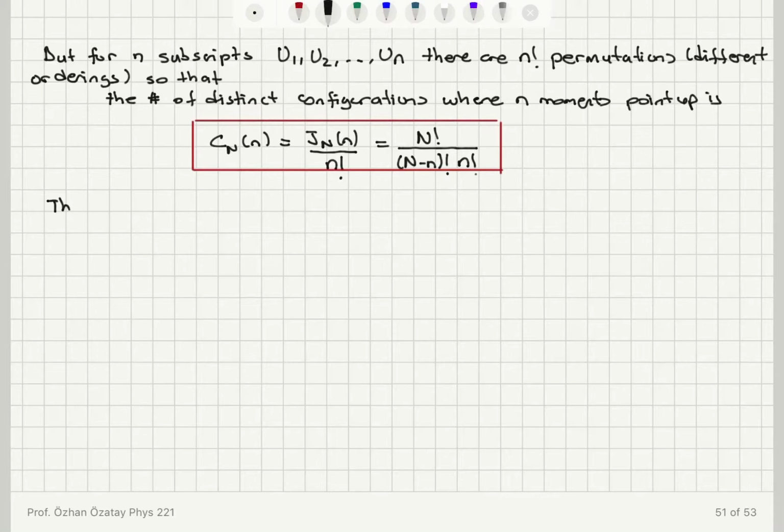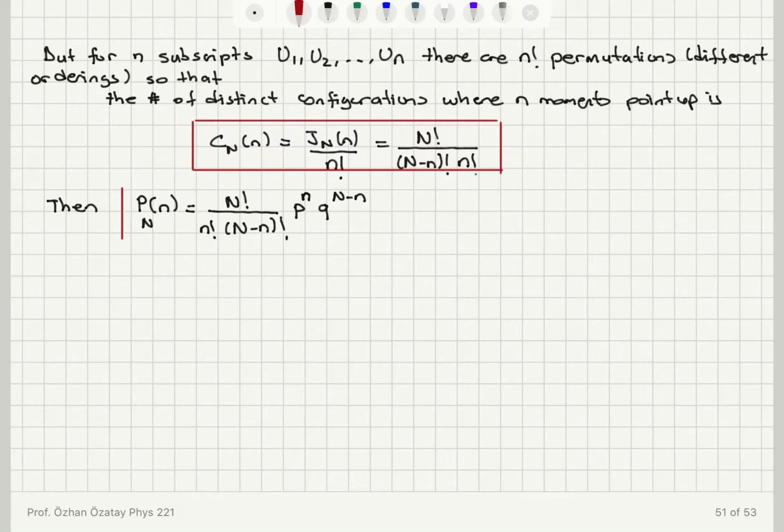Then for the probability of having any n moments pointing up in an ensemble of capital N moments, I have N factorial over (N minus n) factorial, n factorial. That's the number of combinations, distinct configurations where I have n moments pointing up. Then for each such distinct configuration, I have statistically independent moments, so p to the n, q to the N minus n.